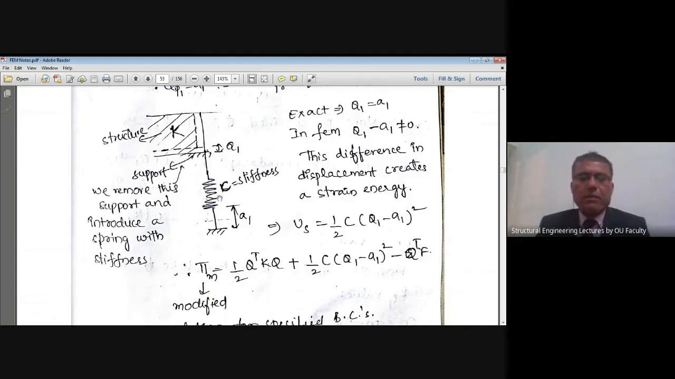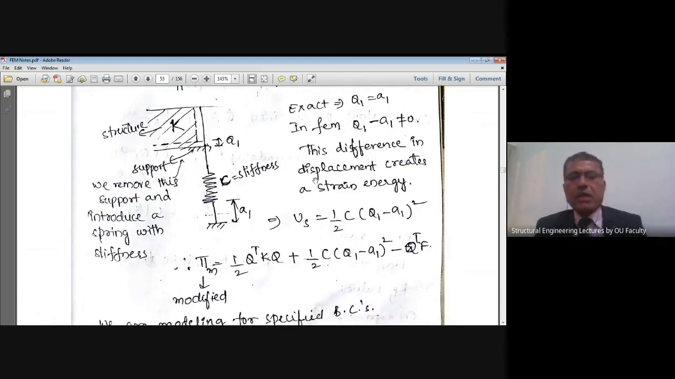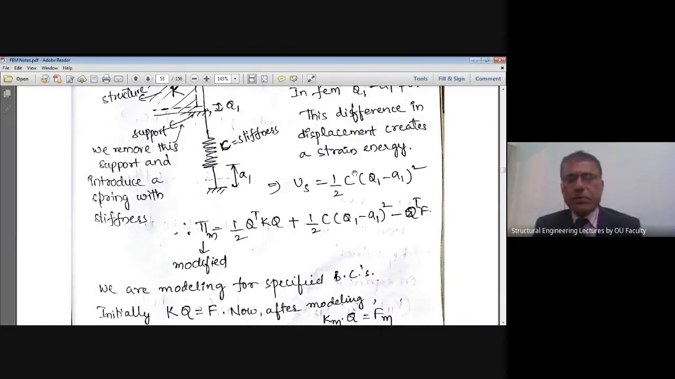This is having a stiffness of C. Hence, for exact solutions, Q1 must be equal to A1, but in FEM, Q1 will never be equal to A1. There is always some error, and that error is Q1 minus A1, the relative displacement. That relative displacement leads to strain energy. The strain energy due to that relative displacement is given by half C multiplied by Q1 minus A1 whole square.